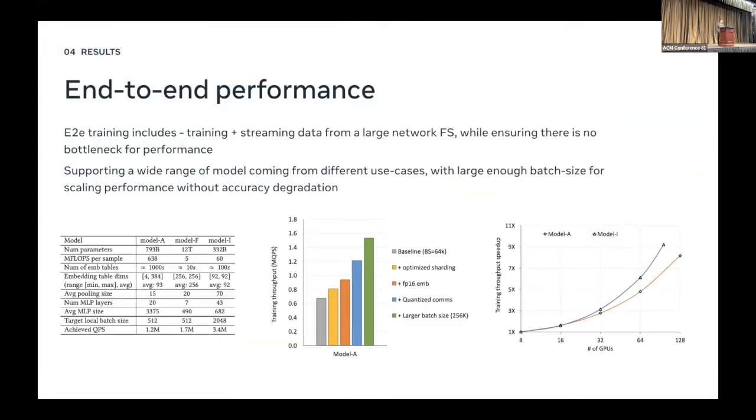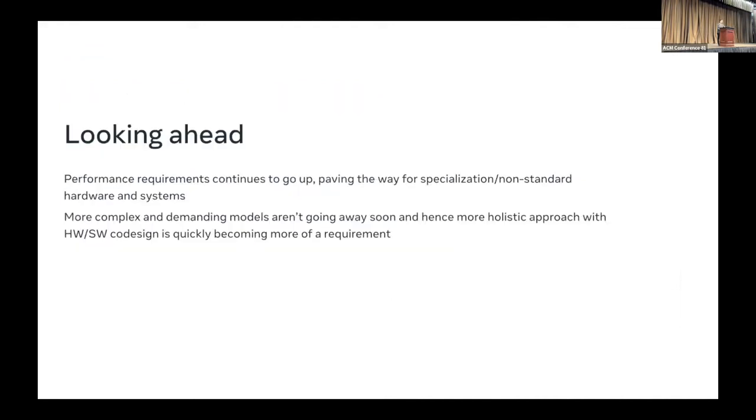And lastly, I will briefly show some results. There are definitely more details in the paper. We showed the results from 3 anonymized production models from Meta, each of them having very distinct characteristics. We also show the speedups from various optimizations we can enable on that software hardware system. And we also show the weak scaling efficiency of training a model from various numbers of GPUs in the system.